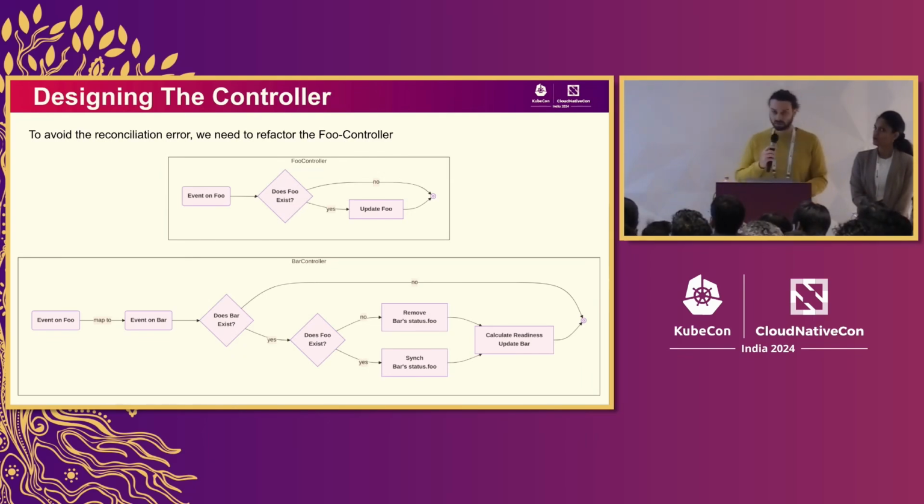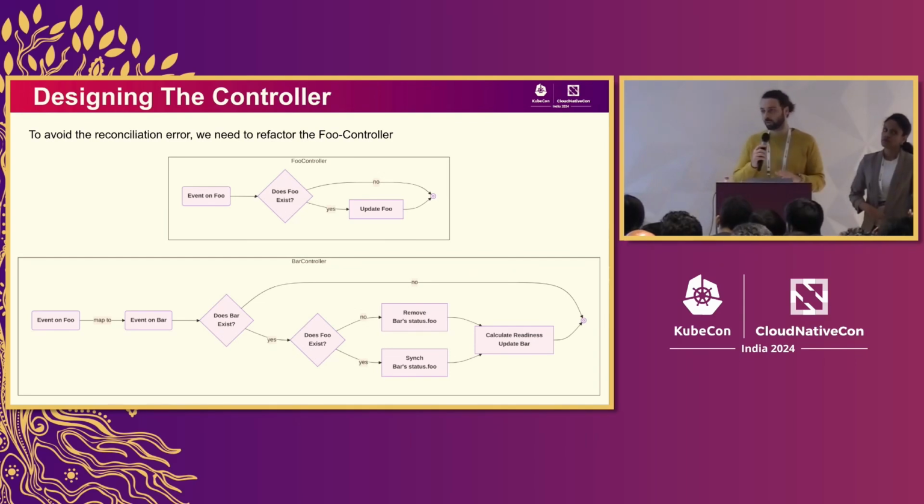But the bar controller is now way more complex. We need to map events on foo to events on bar. And there we need to check if bar exists. If it doesn't exist, that's easy, we have nothing to do. We're fine. But if it exists, we now need to get foo and update the bar status with respect to what we saw on foo. So if foo exists, we're going to update the status with the data from foo. If it doesn't exist, we're going to remove the data from bar status. Then we need to calculate the readiness for bar and update the resource.